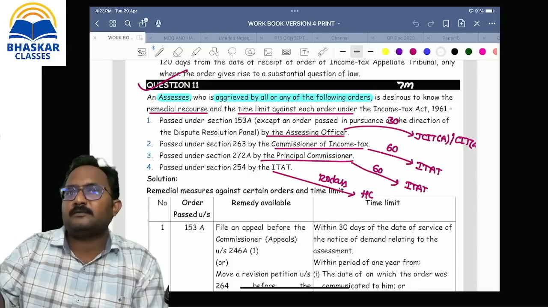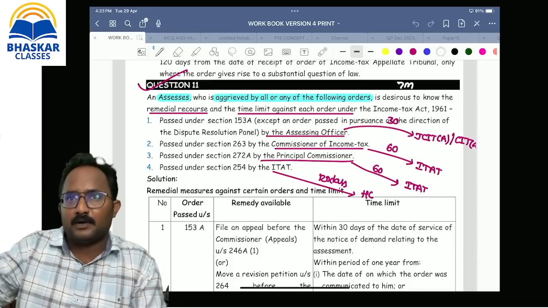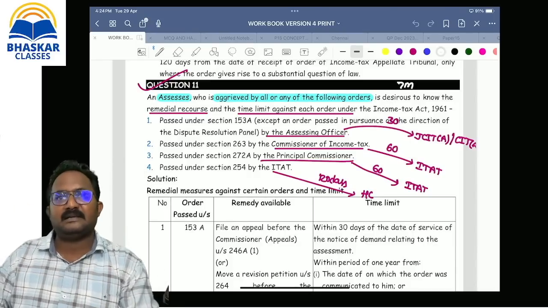Already we discussed it, ma. Same time limits. For ITAT, within how many days do we have to apply, ma? We have to make an application within 60 days from the date of order. Same time limit, same form number, same.